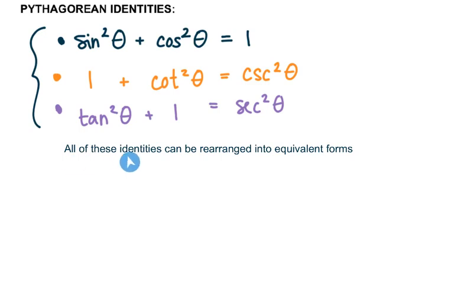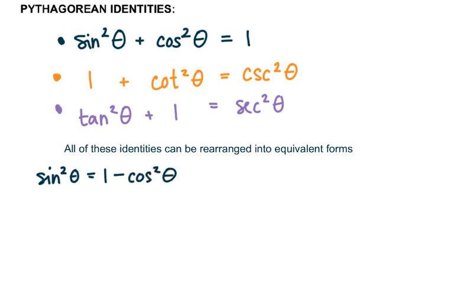So all 3 of these identities can be rearranged into several equivalent forms. So that first Pythagorean identity, sine squared plus cosine squared equals 1. That could also be written as sine squared theta equals 1 minus cosine squared theta, or also cosine squared theta equals 1 minus sine squared theta. So that was just using the additive property of equality to rearrange those.